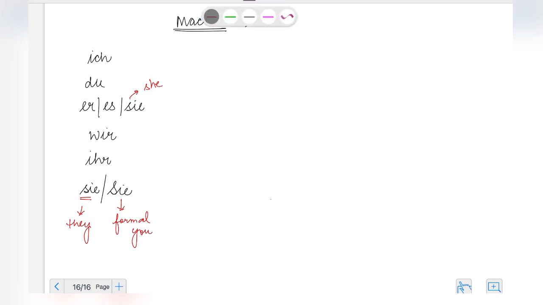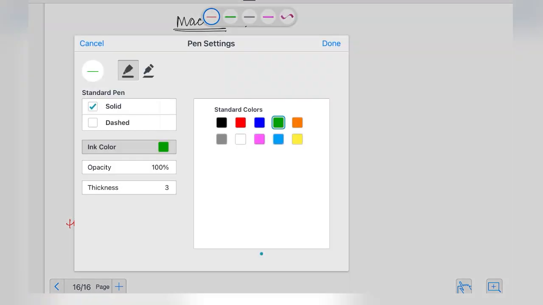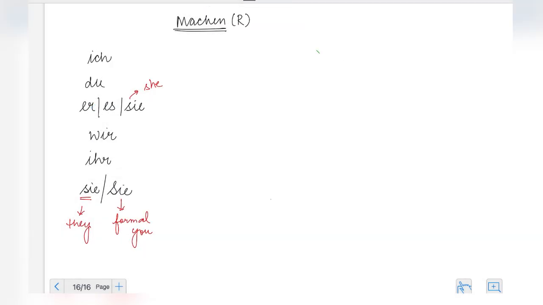So let's discuss the conjugations. Ich mache, du machst, er, es, sie macht, wir machen, ihr macht, and sie machen. So these are the conjugations of the verb machen.